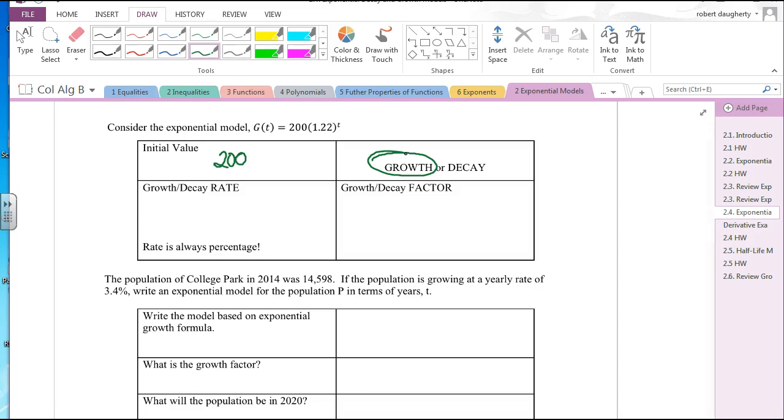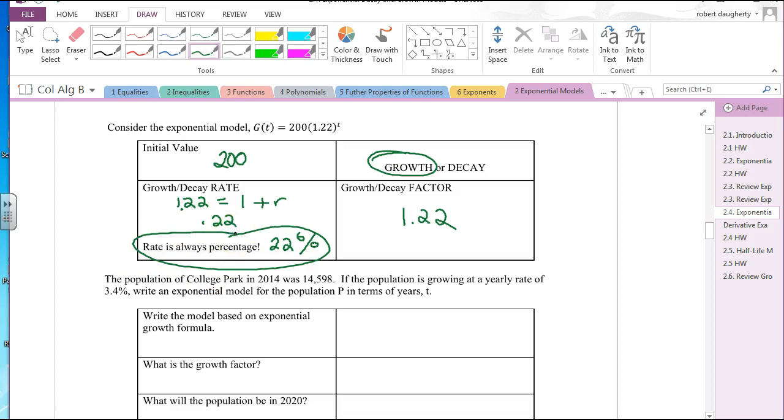The growth factor is the number inside parentheses. What is it? 1.22. Okay. To find the growth or decay rate, I need to write 1.22 is equal to 1 plus some number. What number is that? What do I add to 1 to get 1.22? 0.22. So how do I write that as a percentage? That is 22%. Okay. So that's 22% growth.